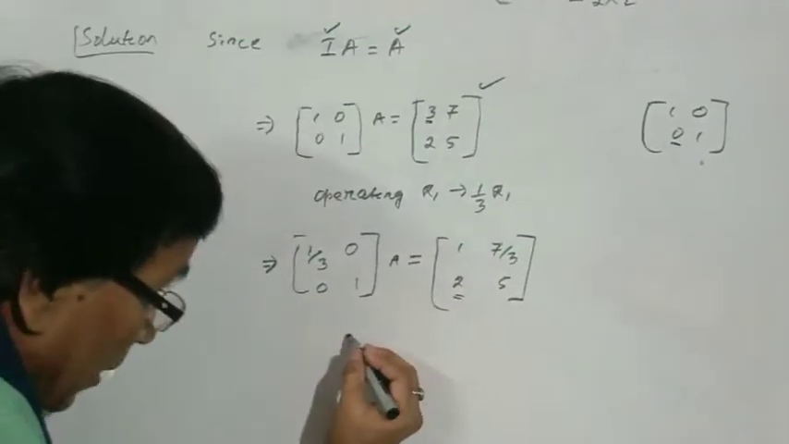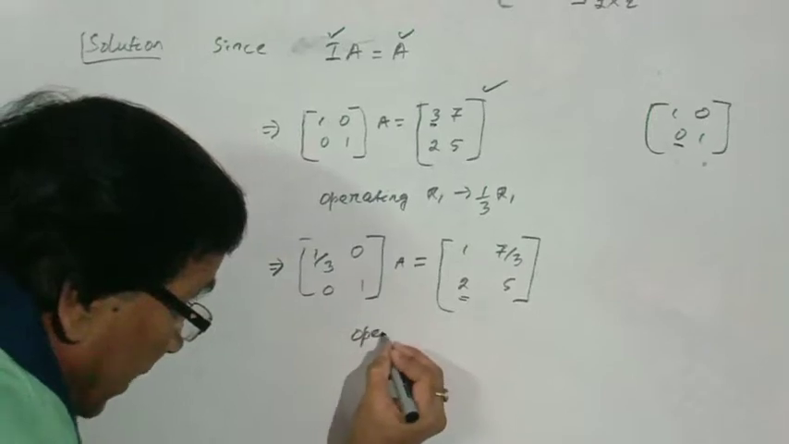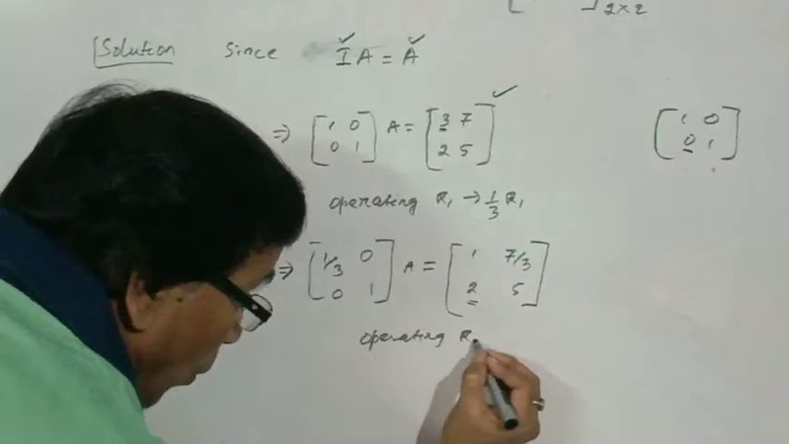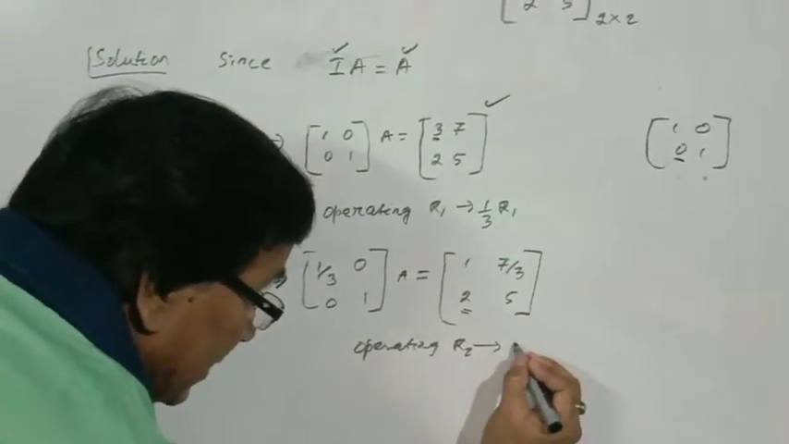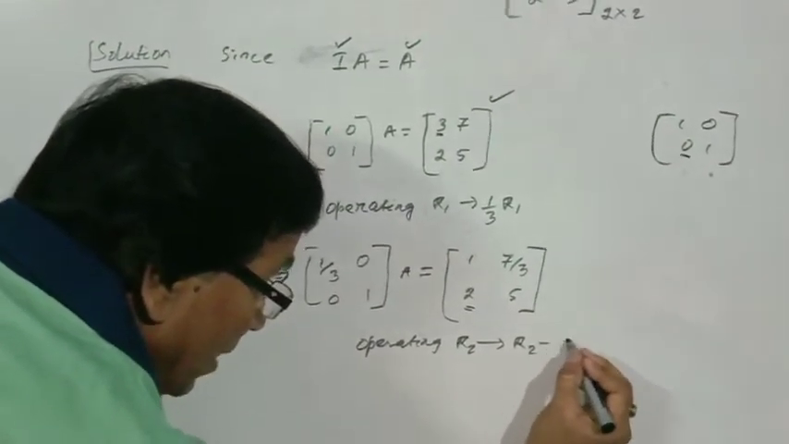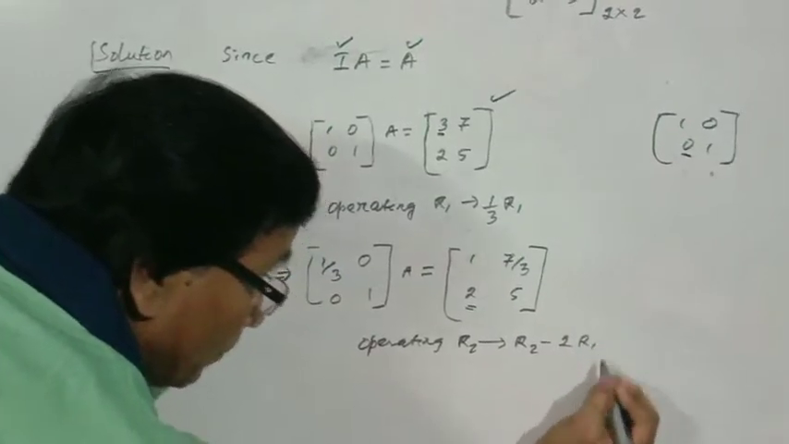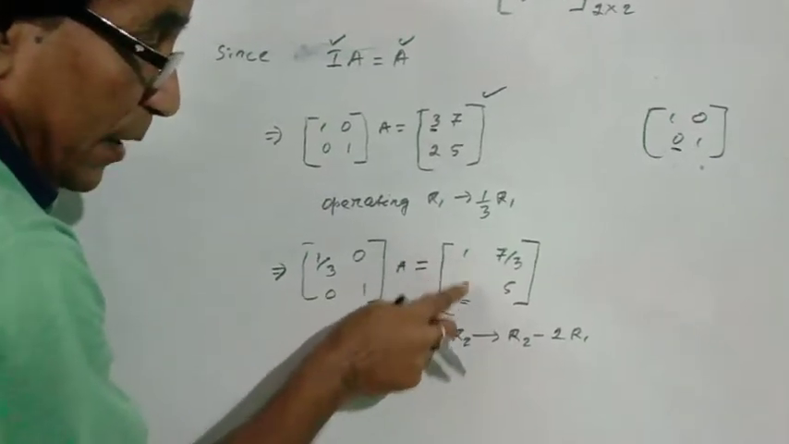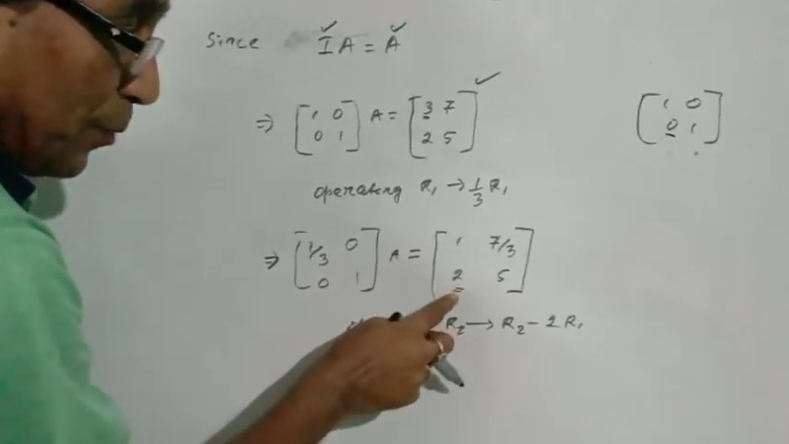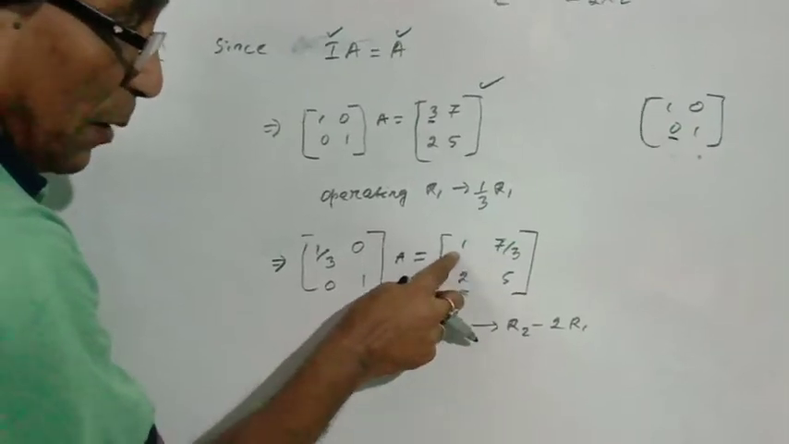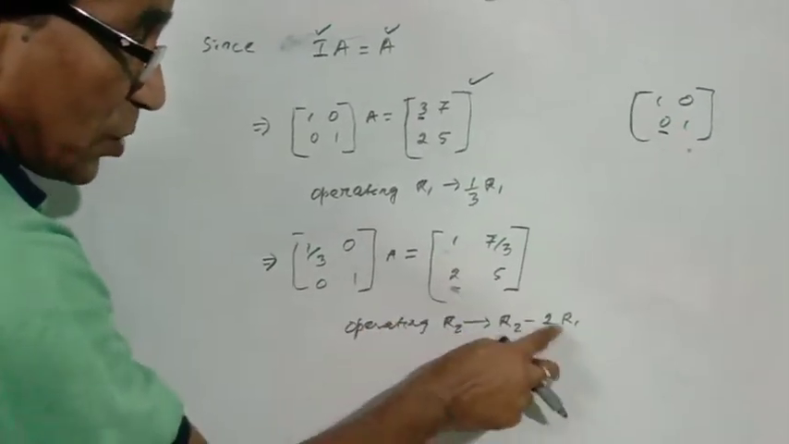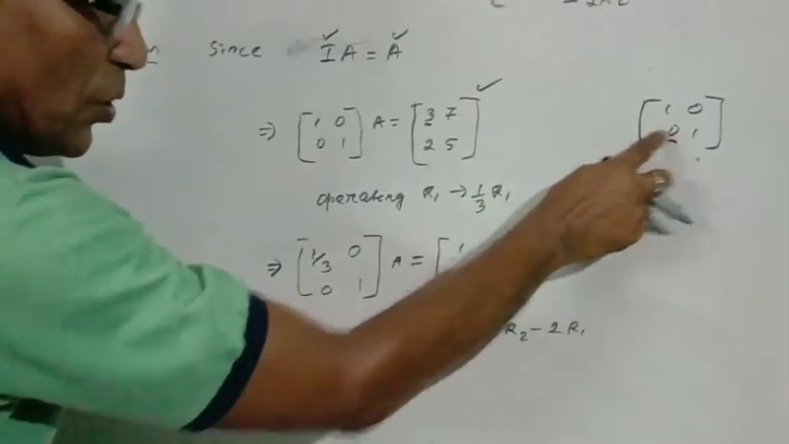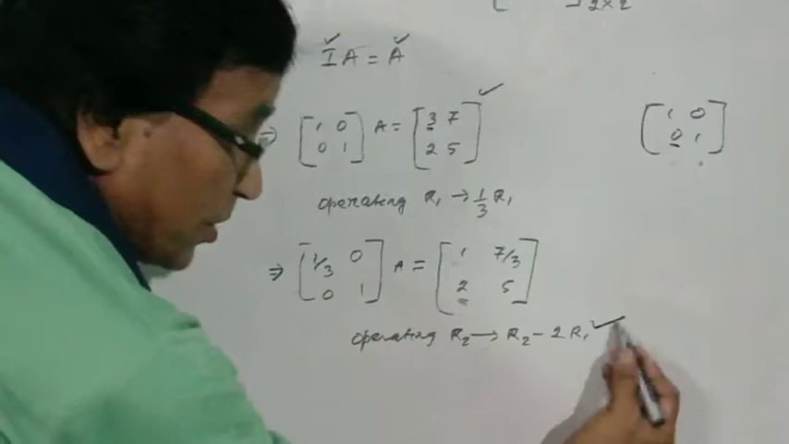So for that we have to take the operation, operating second row as second row minus 2 times first row. So 2 into the corresponding element of the first row is 1, so 2 minus 1, it will be 0. It will be 0, if we take this substitution.